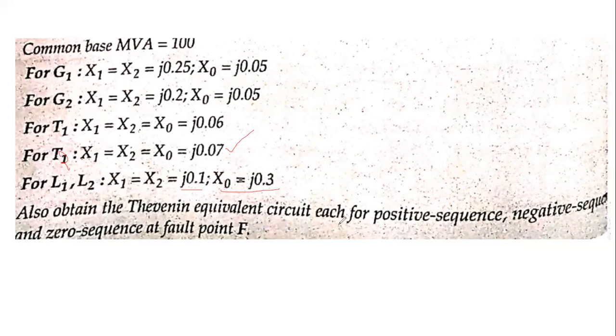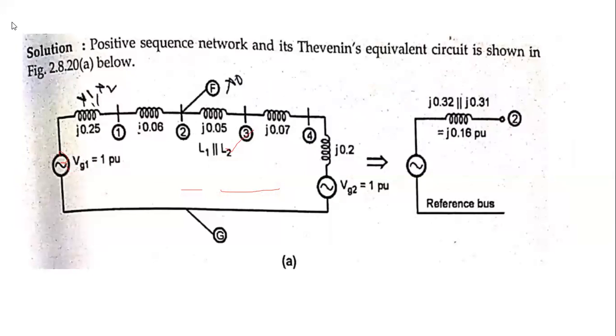Also obtain the Thevenin's equivalent circuit for each of the positive sequence, negative sequence, and zero sequence. We are converting the system into symmetrical component networks, and then into Thevenin's equivalent circuits. This is the given data. First of all, we draw the positive sequence network.